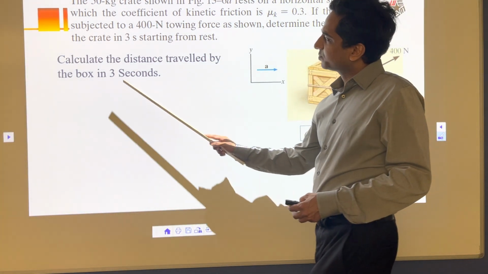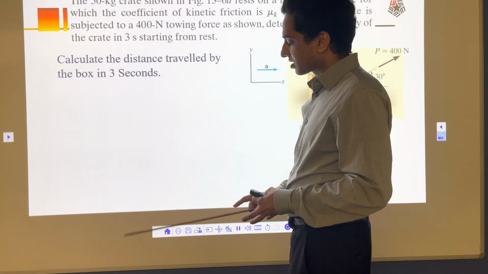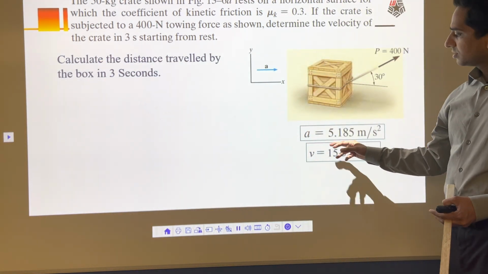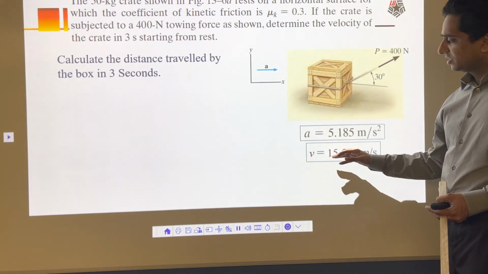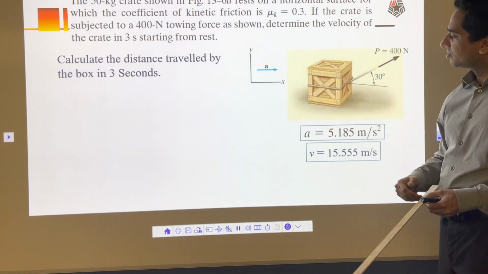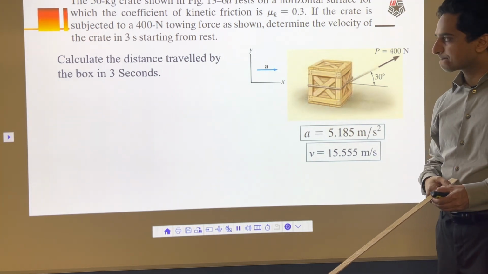Let's move on to the next part, or in the same problem, calculate the distance traveled at the 3-second mark. Everything is the same. Acceleration and velocity we have already. Now we want to find out how far it's going to go. What is the distance traveled?